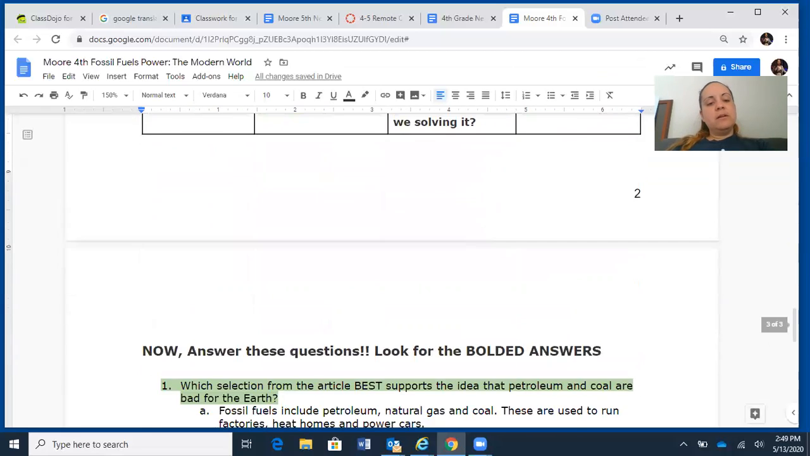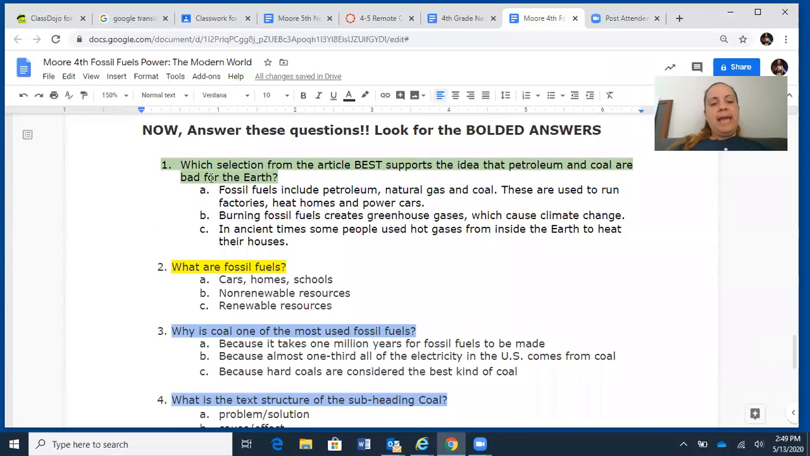So let's go back and look. A says, fossil fuels include petroleum, natural gas, and coal. They are used to run factories, heat homes, and power cars. Well, that's true, but that's not the problem. B says, because it says that coals are bad for the earth. So that's not saying why it's bad.